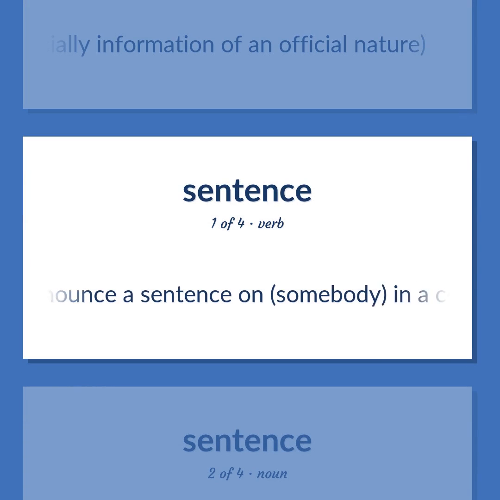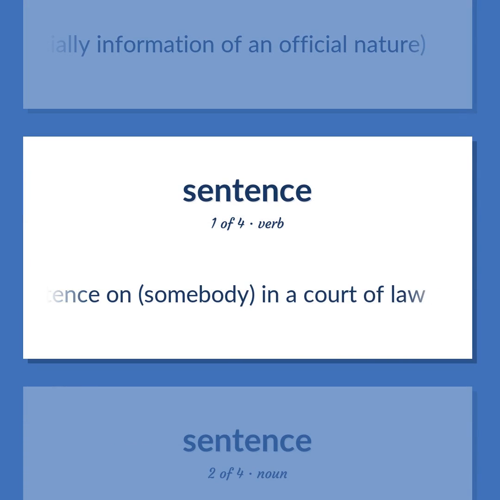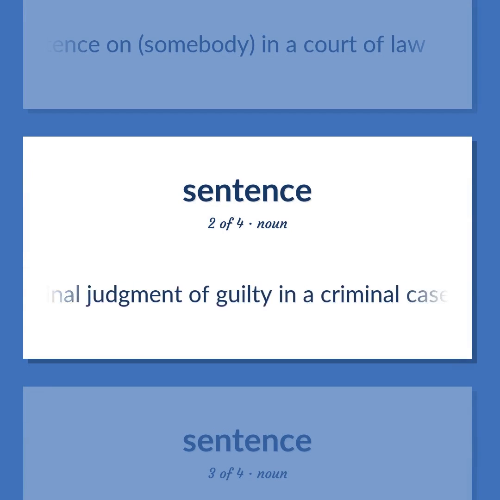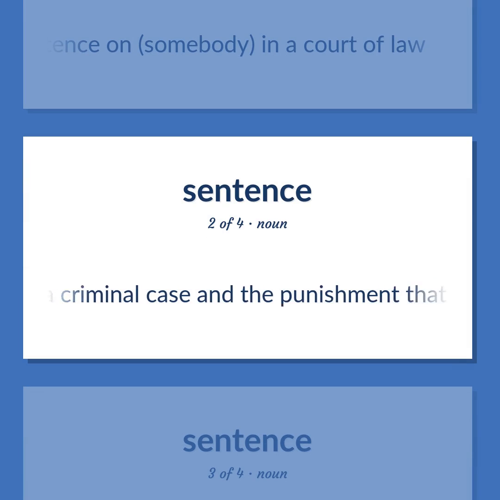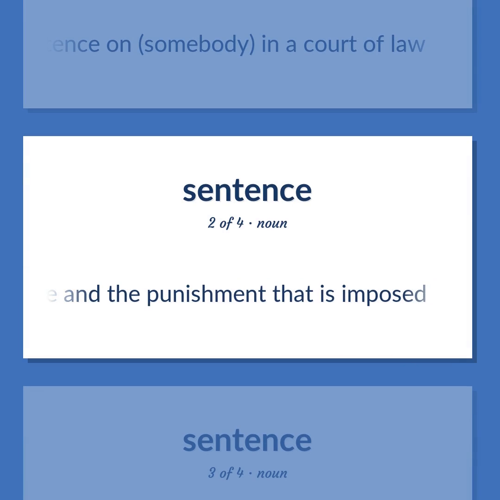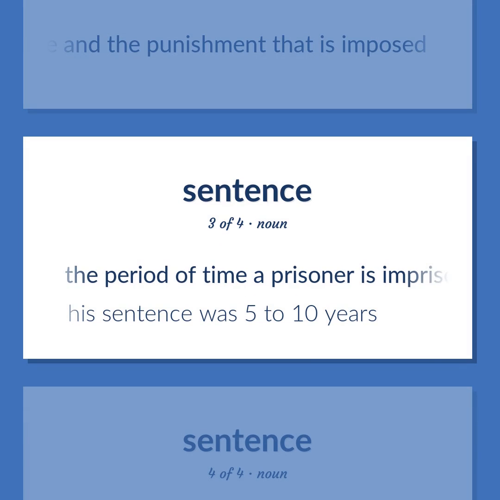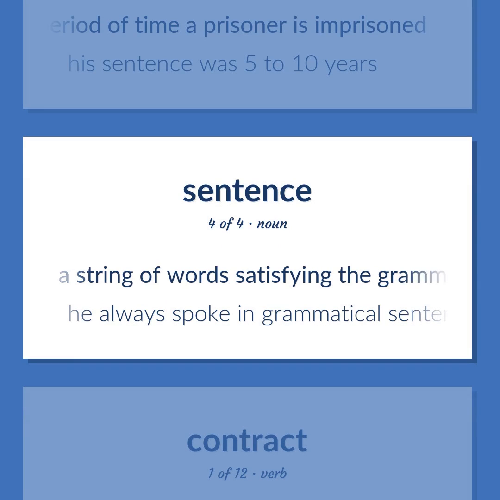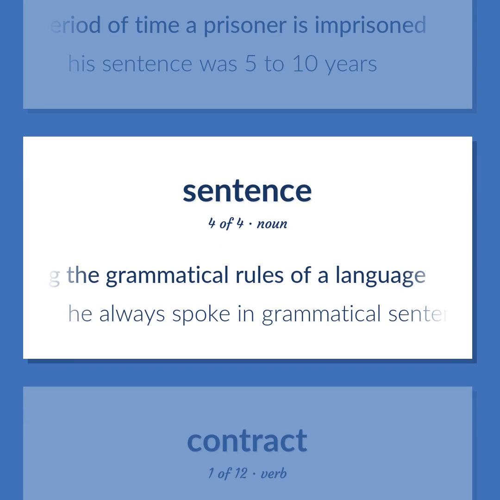Pronounce a sentence on somebody in a court of law. Criminal law. A final judgment of guilty in a criminal case and the punishment that is imposed. The period of time a prisoner is imprisoned. His sentence was 5 to 10 years. A string of words satisfying the grammatical rules of a language. He always spoke in grammatical sentences.